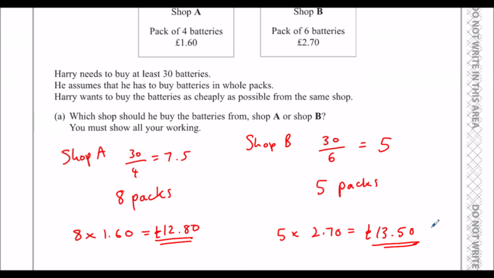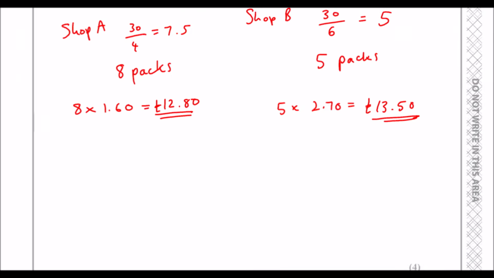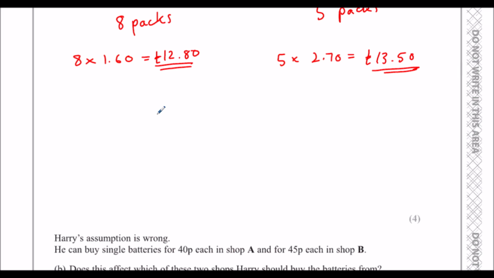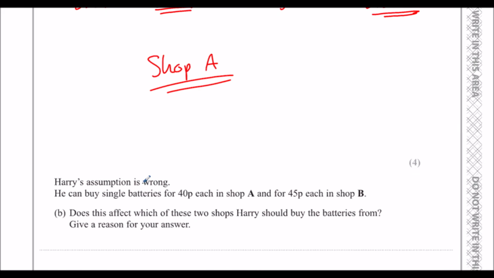So which shop should he buy them from? Well, the cheaper shop, shop A. So he should buy them from shop A. Harry's assumption is wrong. He can buy single batteries for 40p each in shop A and 45p each in shop B, does this affect which of the two shops Harry should buy the batteries from? Give a reason for your answer.